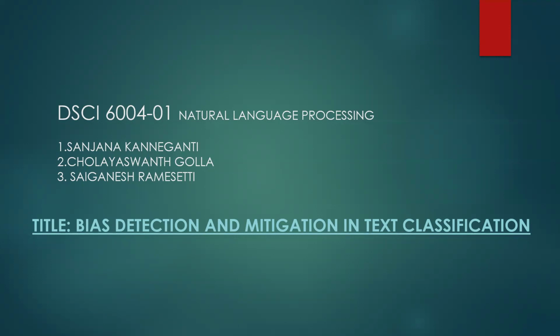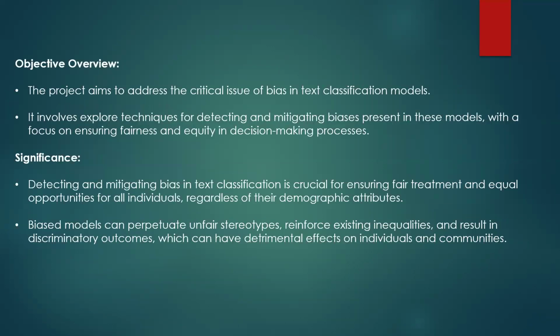Here is our project. Our title is Bias Detection and Mitigation in Text Classification. Here is the project objective overview. This project aims to address the critical issue of bias in text classification models.